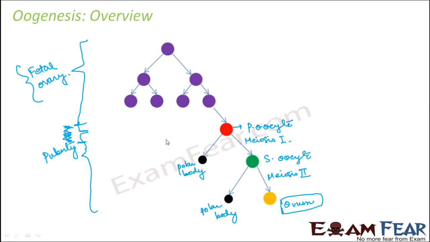And then when puberty arrives, the primary oocyte forms the secondary oocyte, then forms the ovum, and the matured Graafian follicle ruptures in order to release the ovum. So that is how the egg is released from the ovary.